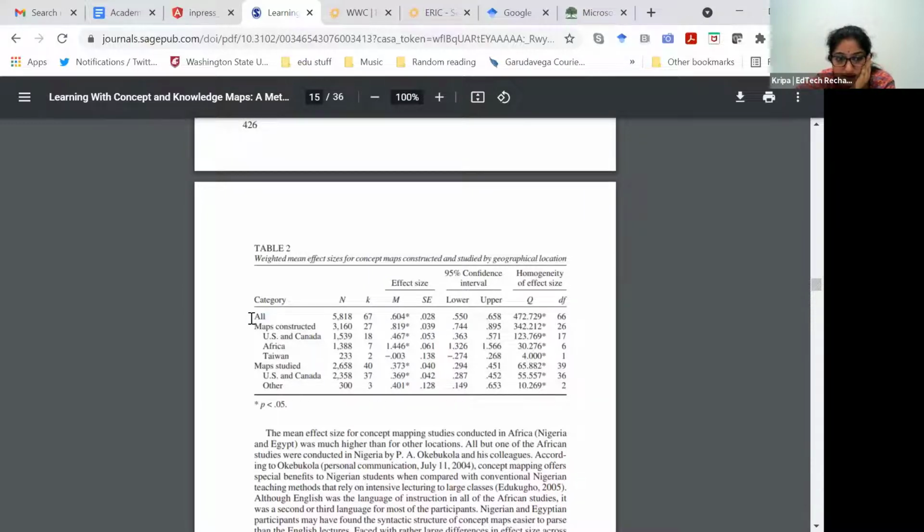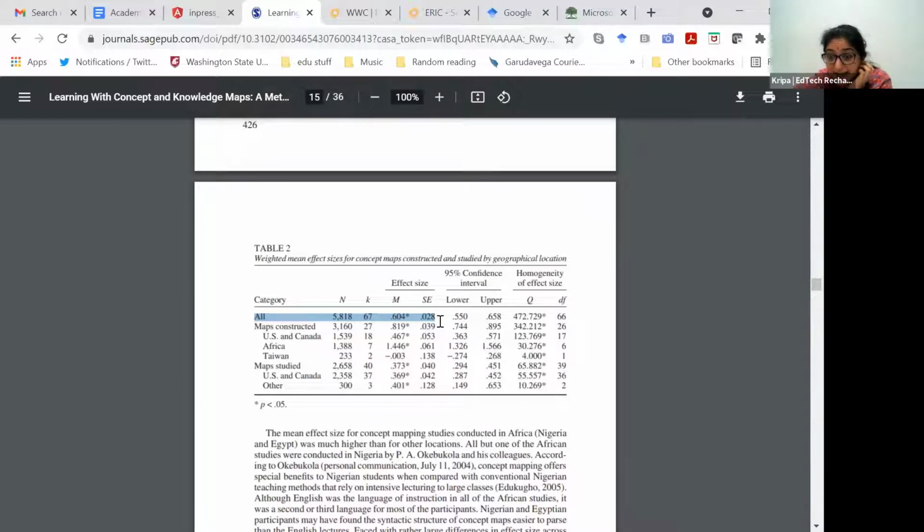So what this sentence here is telling me is across all of the studies, they had 5,818 students, and they pulled out 67 unique experiments. That's what K stands for, the number of experiments? Yes. Okay. And the 0.60, 0.28 is your mean and your standard error, which is basically your average, right?